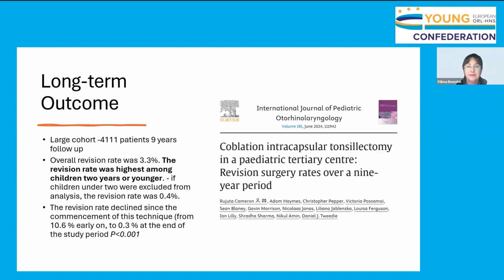The last study I would like to show you today is the study from last year when authors examined the revision surgery rate of coagulation intracapsular tonsillectomy in a 9-year period. The overall revision rate in this study was 3.3%, and the revision rate was highest among children under 2 years. And if they excluded them from the analysis, the revision rate was 0.4%. The authors highlighted that not only the patient age, but the experience of the surgeon in the procedure was also a significant risk factor of the regrowth.